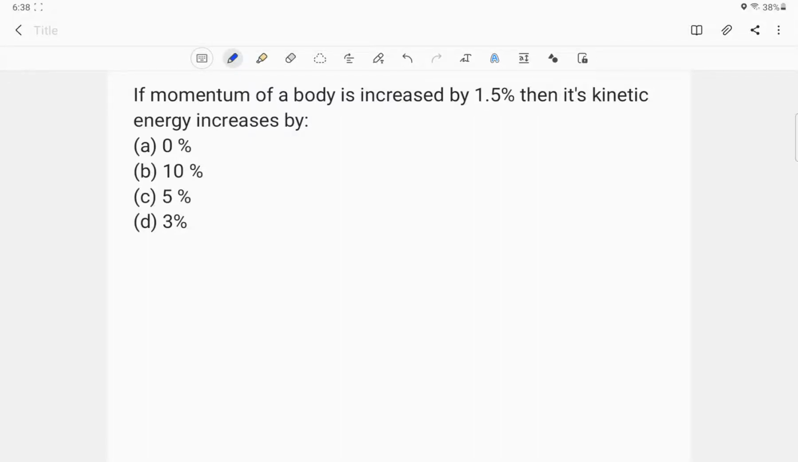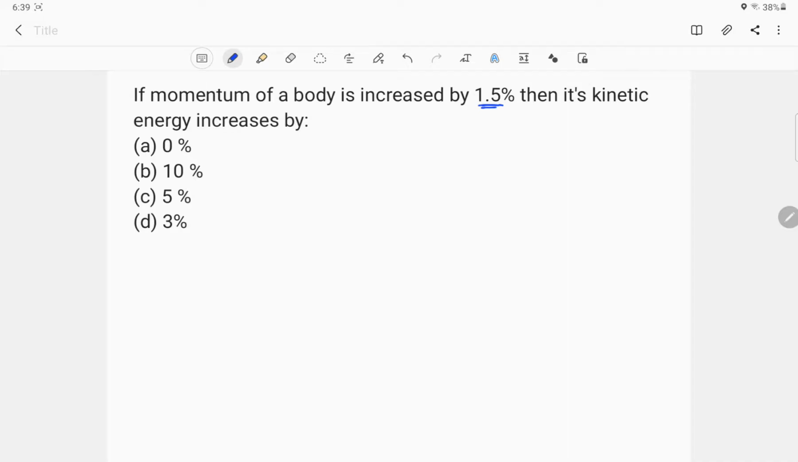In this MCQ, the change of momentum of an object is given and we are asked to determine the change in kinetic energy. It is informed in this question that the momentum of a body increased by 1.5% and you have to determine the increase in kinetic energy, that is, by what percent the kinetic energy of the body is increased.